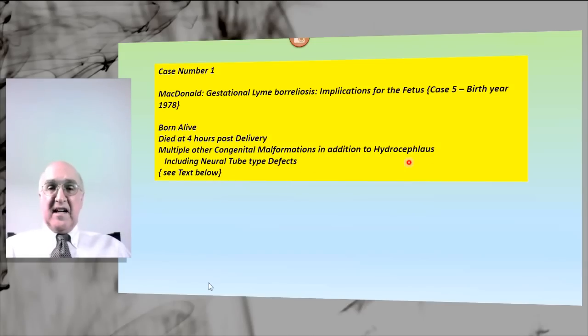As I look at this slide, I see I spelled hydrocephalus wrong. It's cephalus. So I apologize for the spelling. But hydrocephalus and neural tube defects. Baby born alive, died 4 hours after birth. I did the autopsy.